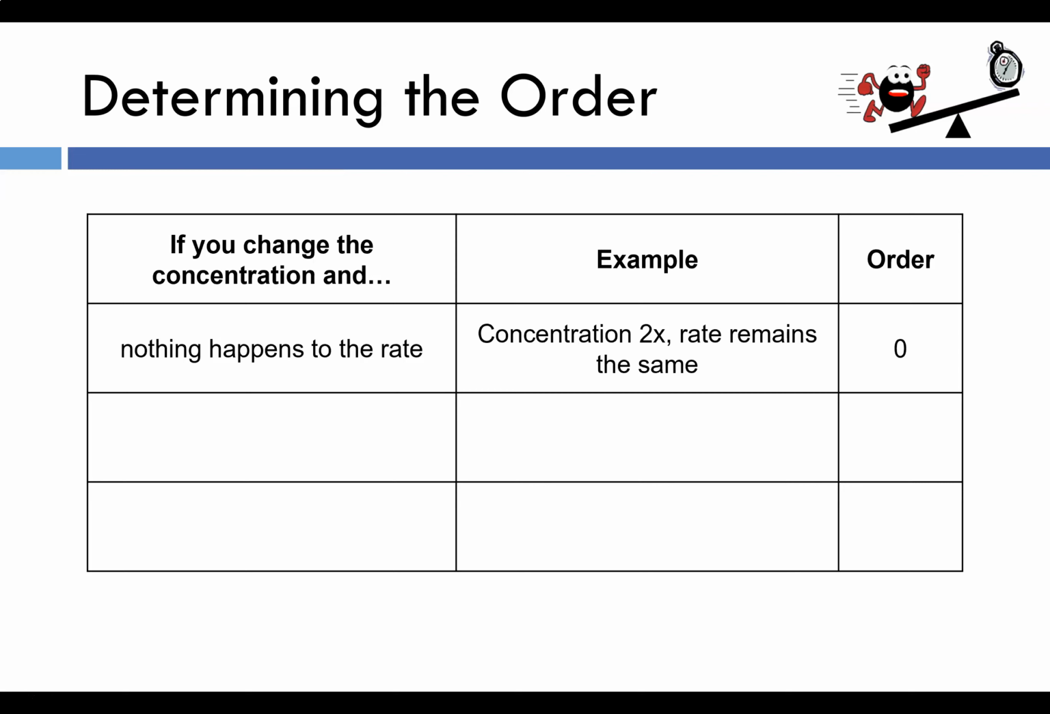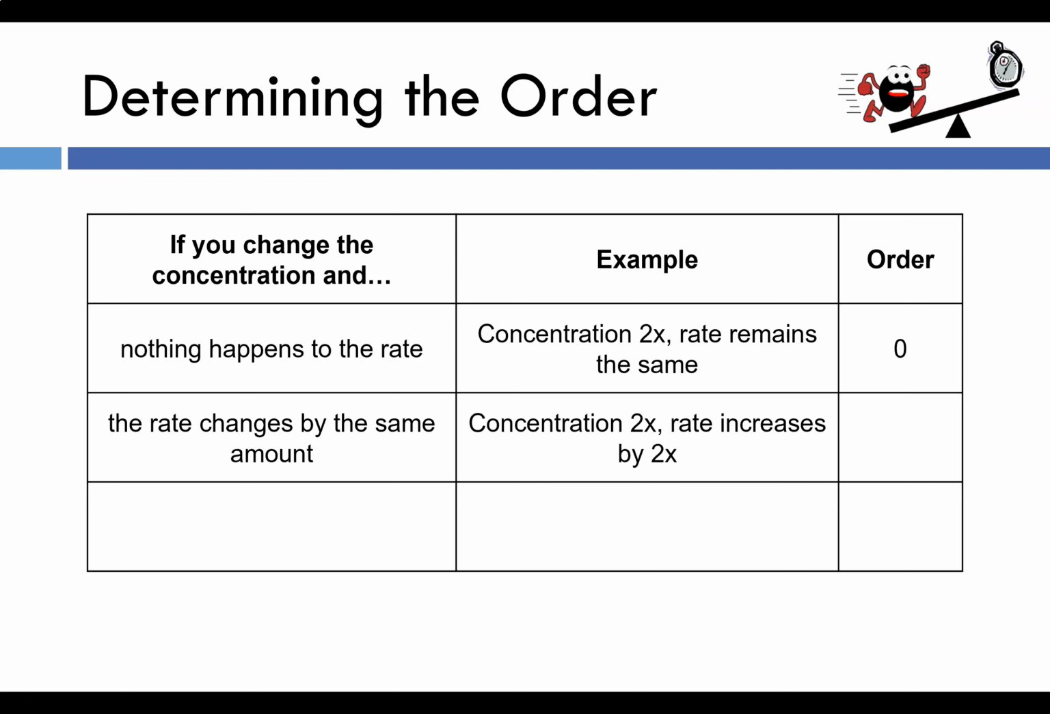There seems to be no relationship between the concentration of that reactant and the rate of the reaction that you are studying. If you change the concentration by some factor and the rate changes by the same amount, so for example, you double the concentration of a reactant and the rate also doubles, we say that's first order.